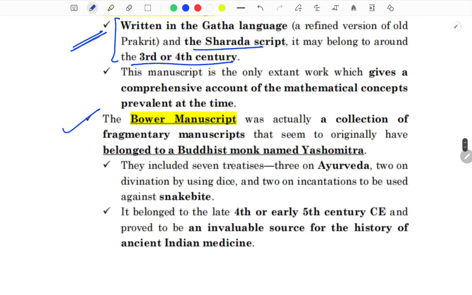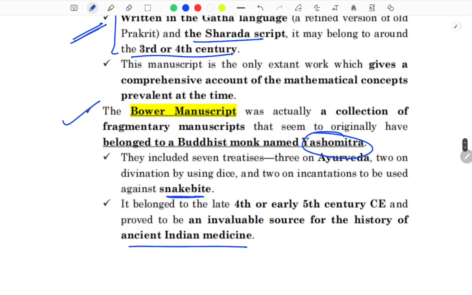The Bower manuscripts I dealt with previously also. It talks about snake bite also, about the history of ancient Indian medicine. Let's read it once again. The Bower manuscript was actually a collection of fragmentary manuscripts that seem to originally have belonged to a Buddhist monk named Yashomitra. They included 7 treatises: 3 on Ayurveda, 2 on divination by using dice, and 2 on incantations to be used against snake bite. It belonged to the late 4th, 5th century CE and proved to be an invaluable source for the history of ancient Indian medicine.